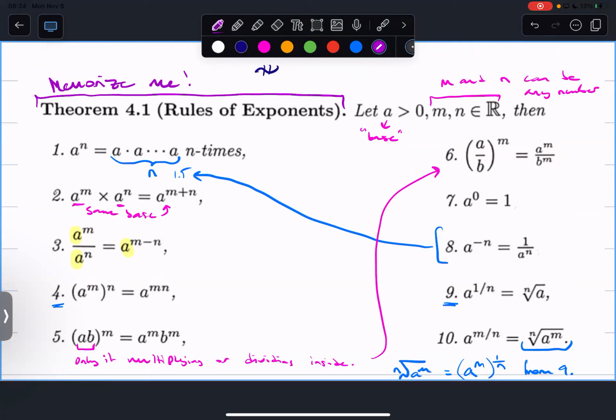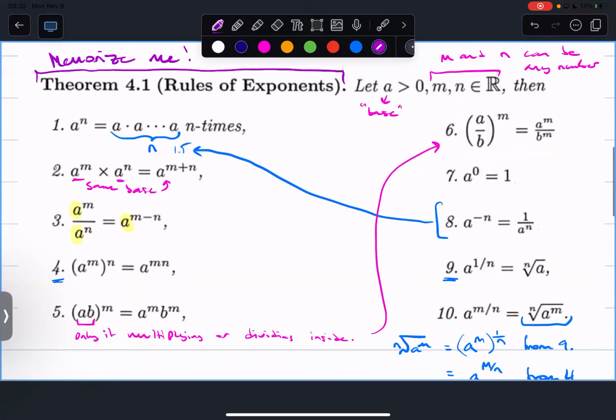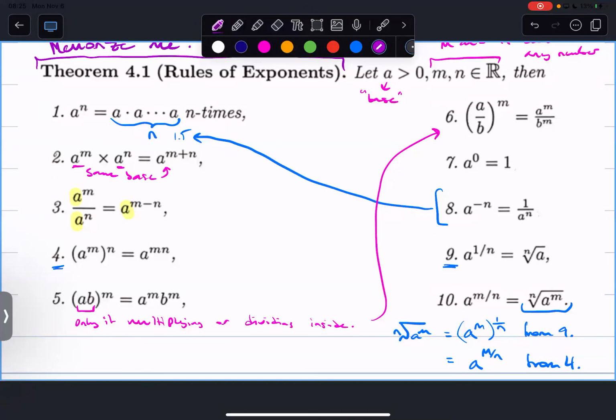Memorize me, please. Or at least have them close by so you can refer to them just to make sure. But we are going to use them a little bit today, so buckle up.